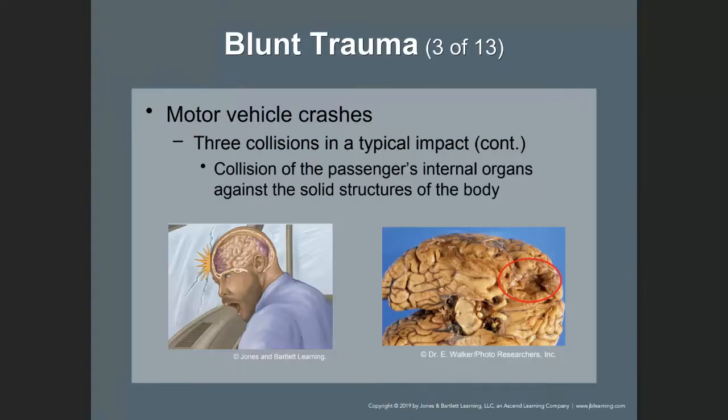The third collision is when the organ travels at 120 kilometers per hour or miles per hour, whatever the value is, and hits the internal areas of the body. Now, when we consider the third collision, we're thinking about internal injuries.